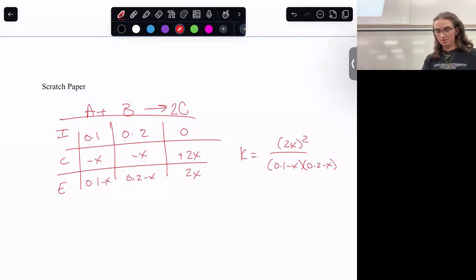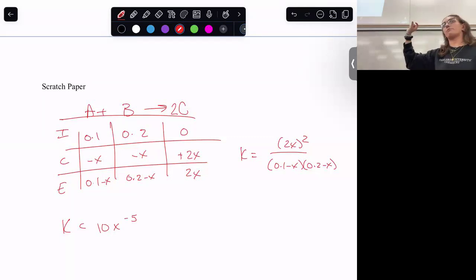If your K is less than 1 times 10 to the negative 5, as in it's 1 times 10 to the negative 6 or 10 to the negative 7, a bigger negative number, then you can disregard it. Then that means that you can use the assumption rule and the x goes to 0.